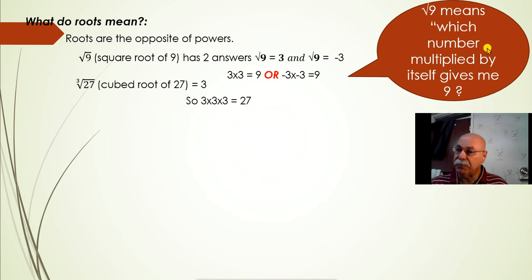Which number multiplied by itself gives me 27? Same rule: which number multiplied by itself gives me 9? The same rule applies here as it was applied there. Which number multiplied by itself 3 times gives me 27? That's 3.